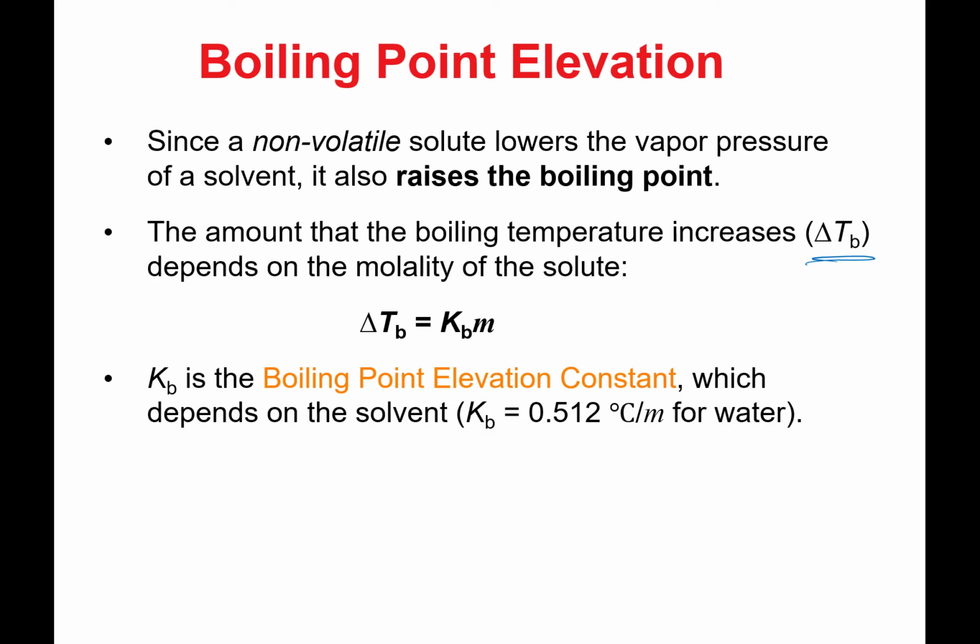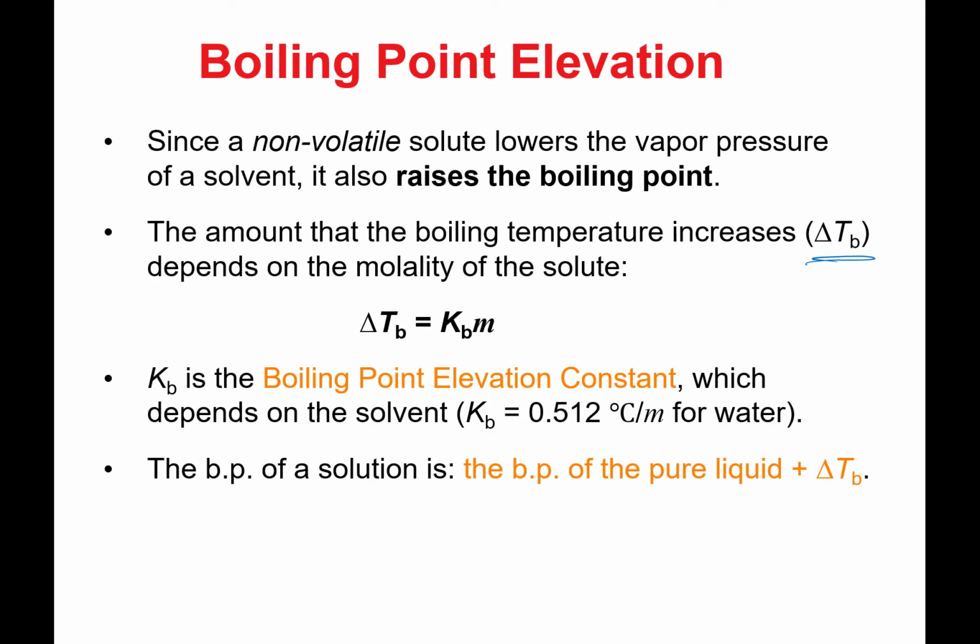It's going to be different for different liquids. You can see an example for water. It's 0.512 in units of degrees C per molal. So that means a 1 molal solution would increase the boiling point of water by about half a degree C. Now, if you're doing a calculation for a different solvent, you would just have to look up the specific constant for that solvent. So delta TB is the amount that the boiling point is increased by.